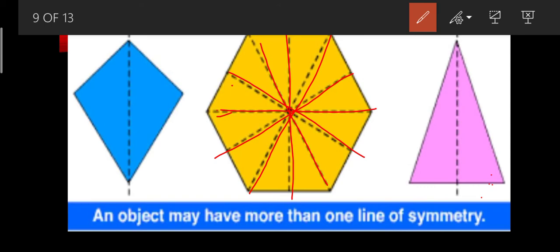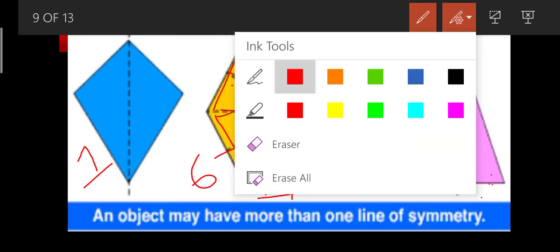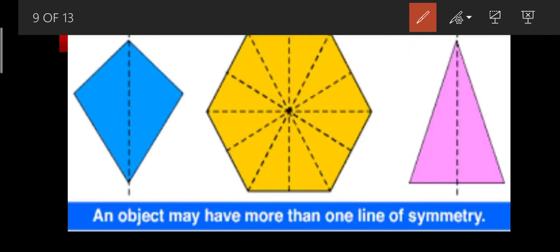How did we come to know 6? Without counting like this also you can come to know, because the number of sides is 6. See, it's a hexagon. 1, 2, 3, 4, 5 and 6. That means 6 sides could be divided into 6 equal halves, right? So this is having how many lines of symmetry? 6. This figure was having how many lines of symmetry? 1. This figure is having how many lines of symmetry? 1. Understood? So a figure may have more than one line of symmetry.